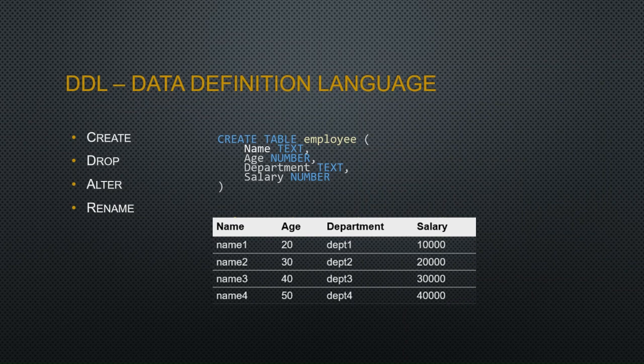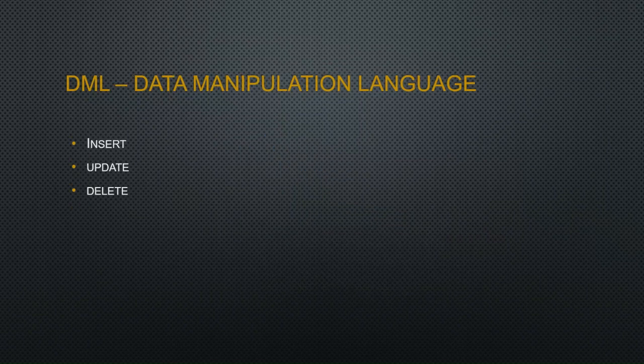What this command is going to do is create an empty table, so there will not be any data. We'll have a table with 4 columns: name, age, department, and salary, but there won't be any data in it. So for inserting data, we have to use another command, which falls under the category of data manipulation language, which are also called DMLs. Again, we have 3 examples here: insert, update, and delete.